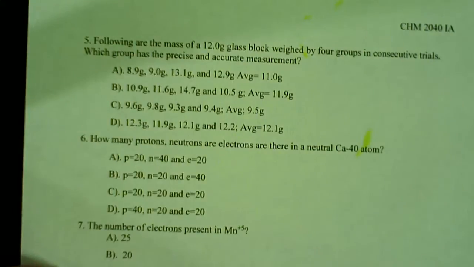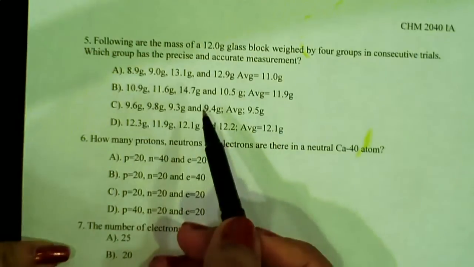So question number 5. Following are the masses of a 12.0 gram glass block weighed by 4 groups in consecutive trials. Which group has the precise and accurate measurement? So we can go through each option and figure that out.